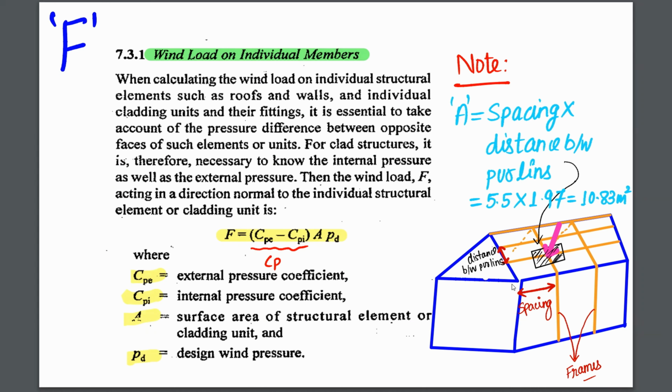What is the area here? Area is spacing into distance between purlins. This is the spacing between two trusses and this is the distance between purlins. So you have to multiply 5.5 into 1.97 for my case, and it comes out to be 10.83 meter square. So you got A, you got Pd, you got Cp. Now you can calculate F for all the 8 cases separately. Let me show it to you.